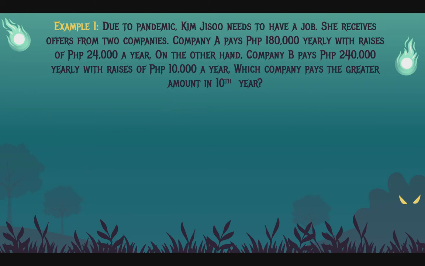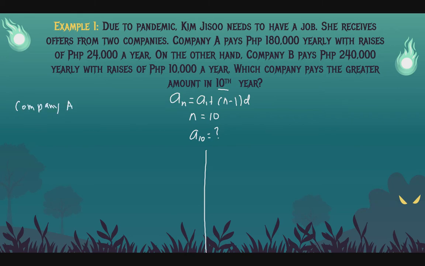So we are looking for the 10th term of each sequence. Again, the formula that we will use is a sub n equal to a sub 1 plus quantity n minus 1 times d. Since we are looking for the 10th year, our n is equal to 10, and we are looking for the 10th term of our sequence. So to compare, let's put our computation for company A on the left side and company B on the right side.